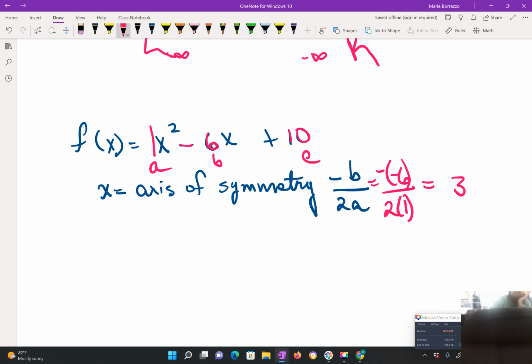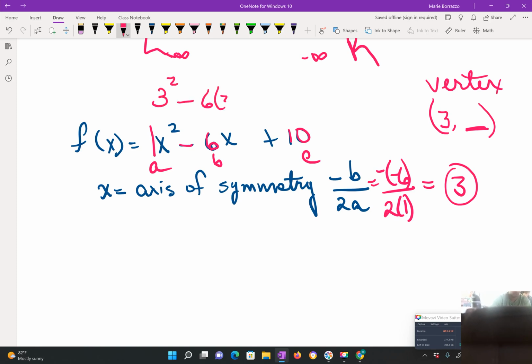And so we know this opens up, and the 3 is the x value of the coordinate pair of the vertex. So this is your vertex. If you want to find y, plug this back in. So you get 3 squared minus 6 times 3 plus 10. So in reality, you have 19 minus 18, hence 1. And that's your vertex.